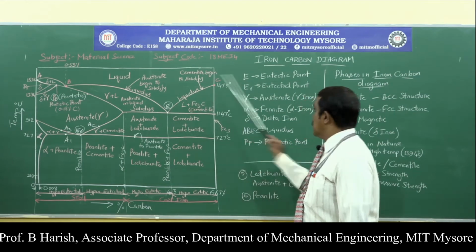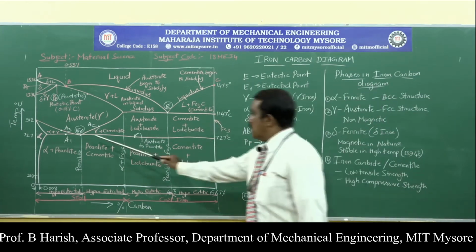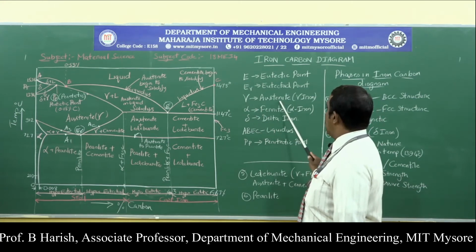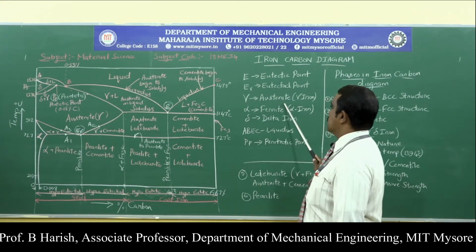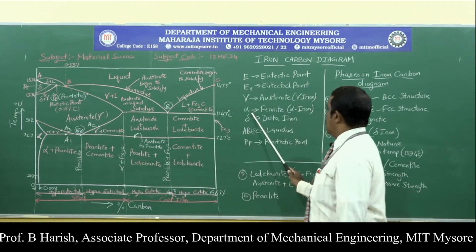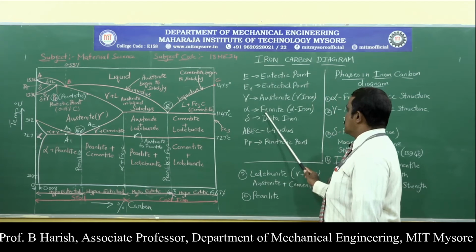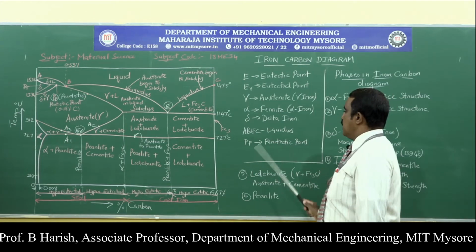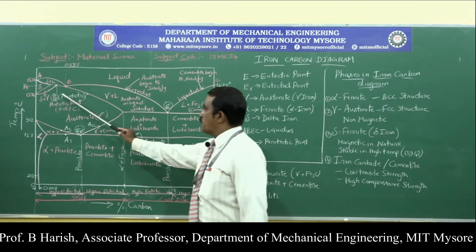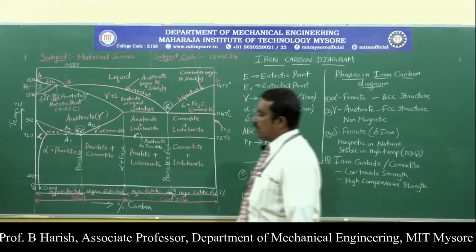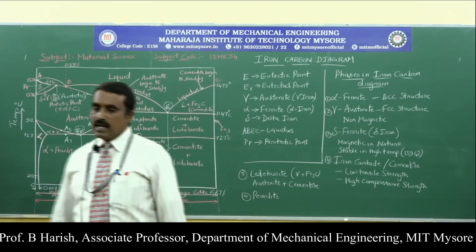E is the eutectic point, and the gamma point is called the eutectoid point. Then this is delta, that is alpha, austenite. This is alpha, then this is delta, and this is gamma austenite, ferrite and delta. As I told, A, B, E, C is the liquidus line, and PP is the peritectic point. So these are the observations we can make from the iron carbon diagram.